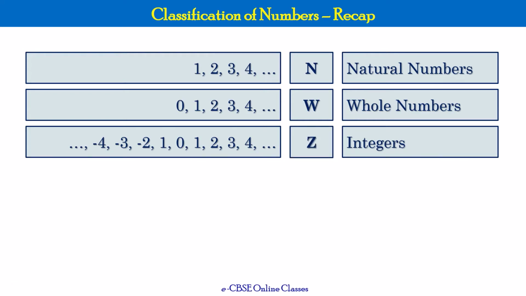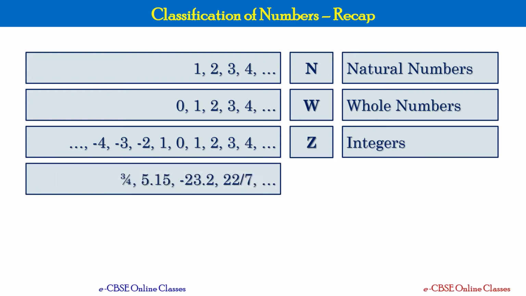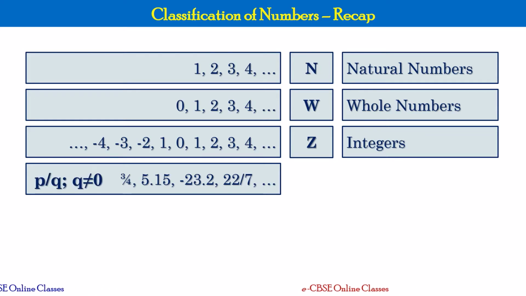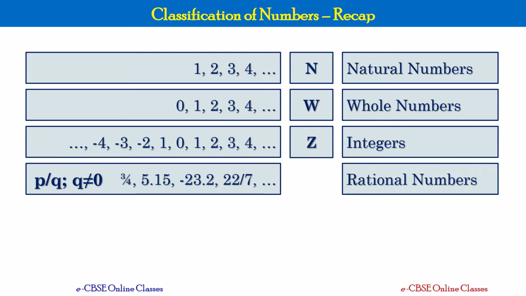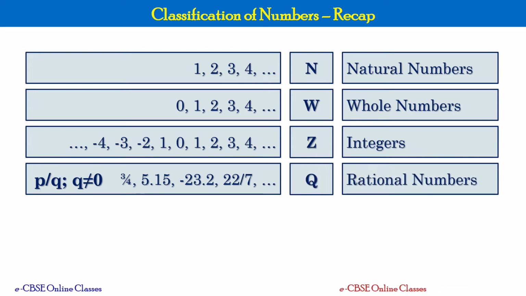So far these numbers don't have any decimal points. So add numbers with decimal points, which can be represented by a ratio P by Q, where P and Q are two integers and Q is a non-zero integer. One thing you need to notice is that for these numbers with decimal points, either there are a finite number of decimal points, or when there are infinite decimal points, the decimals have repeated patterns. These are called rational numbers and represented by capital Q.